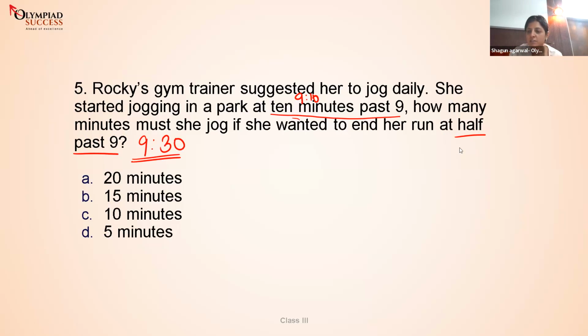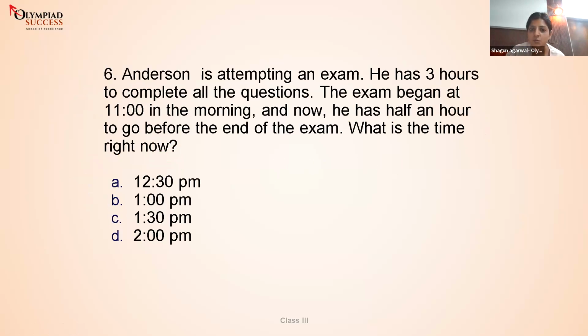Okay. Arva. So she started jogging at 9:10 and she wants to end at 9:30. So how much should she jog, Arva? For how long should she jog? She should jog for 20 minutes. Absolutely right. Again, the difference in the time would be the duration for which she needs to jog. 9:30 minus 9:10 giving me 20 minutes. Absolutely correct.